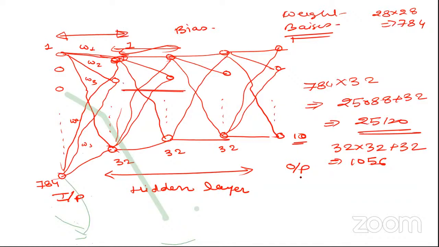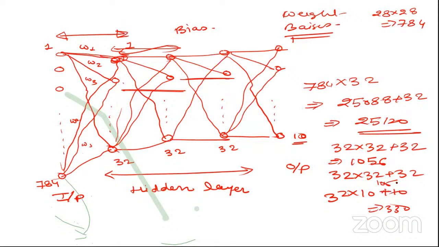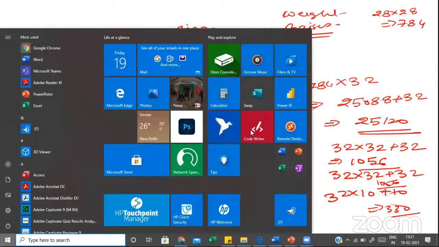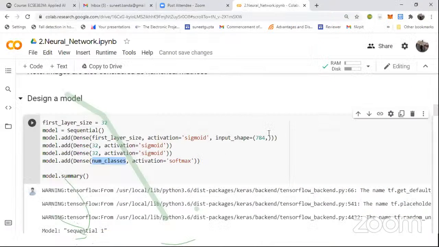Hidden layer 1 and hidden layer 2, then hidden layer 2 and 3, these many parameters here. And at the last, 32 into 10 plus 10 equals 330. Here it is 1056, 330, and this. If you sum it up, that is the total number of parameters. I'll show you in the model summary.